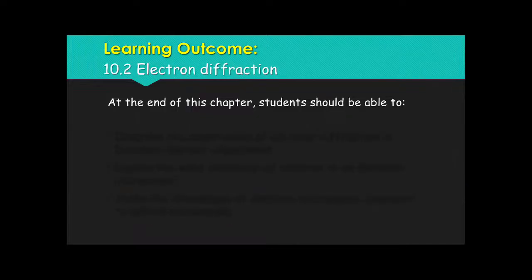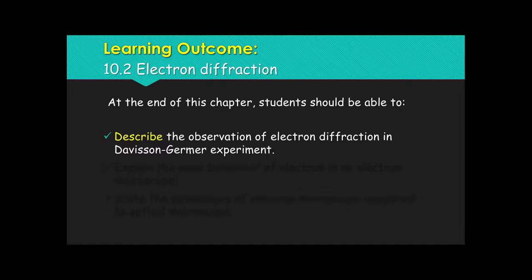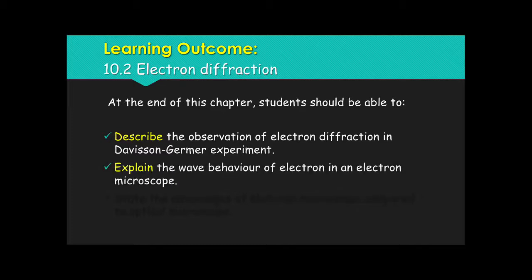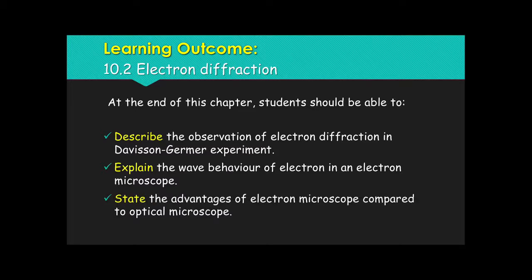In this video, we are going to look at 10.2, which is electron diffraction. So we are going to describe the observation of electron diffraction in the Davisson-Germer experiment. And then we are going to explain the wave behavior of electrons in an electron microscope. And finally, we are going to look at the advantages of the electron microscope compared to the optical microscope.